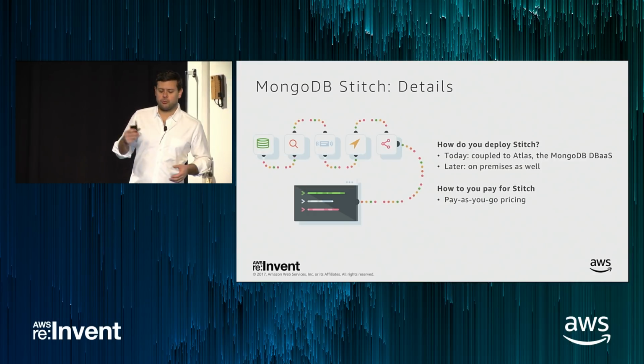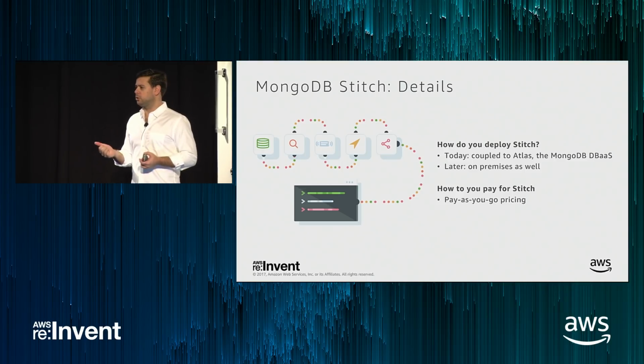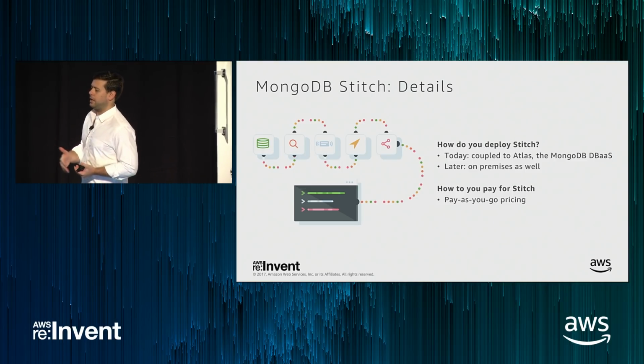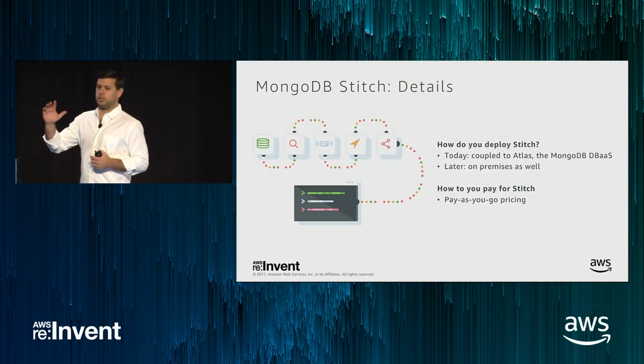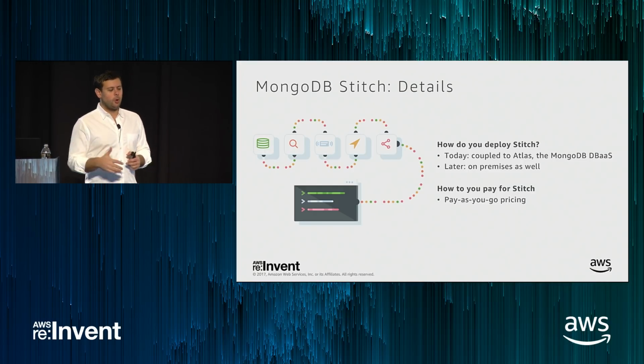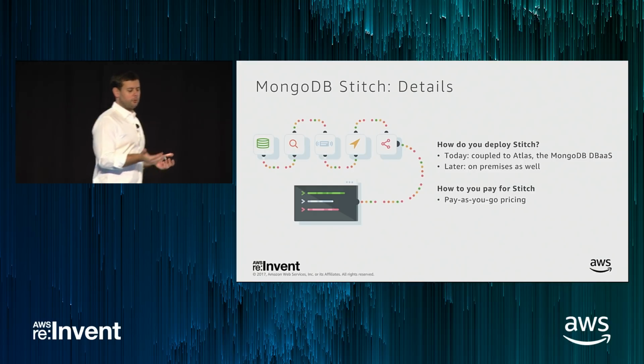So how do you deploy it? Right, so today it's tightly coupled to MongoDB Atlas. Basically you create an Atlas cluster, and you go ahead and connect Stitch to it. You create a Stitch application. Over time, you'll be able to do it on premises or in any cloud you want.